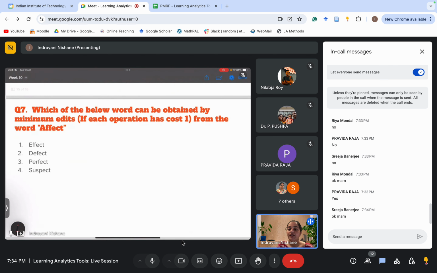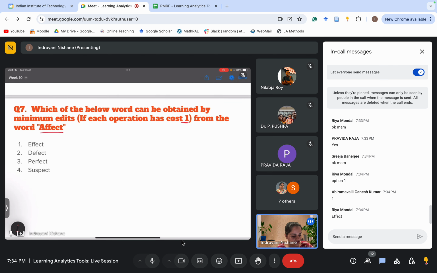Which of the below words can be obtained by minimum edits, if the operation has cost 1, from the word affect? So the minimum edit is 1. We will check if only one alphabet is changed, then which word we are getting. That's the correct answer, effect. Everyone's with me. Option 1 is the correct answer. We are changing just A with E, and the rest of the alphabets are the same. So this is the correct answer.